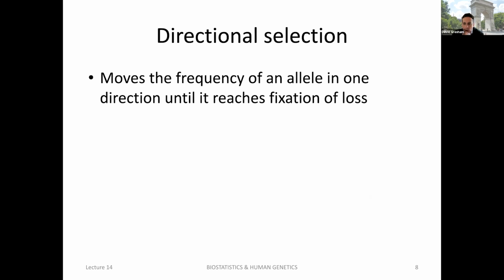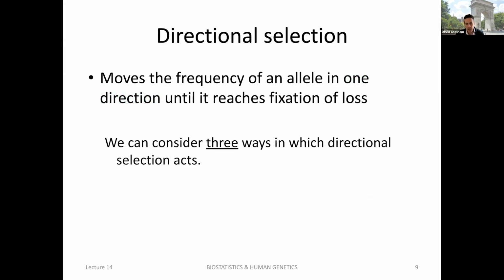And so let's talk about the Darwinian selection we call a type of directional selection, whereas drift is random and the allele frequencies are going in random directions every generation. Darwinian fitness is directional selection. That's going to move the frequency of an allele in one direction, either until it's completely fixed in the population or until it's lost in the population. And there are 3 ways in which directional selection can act.